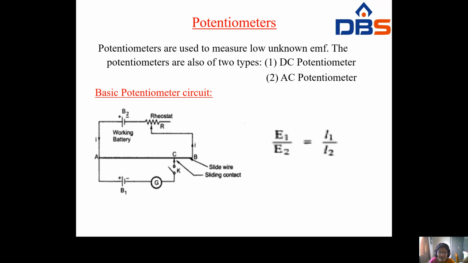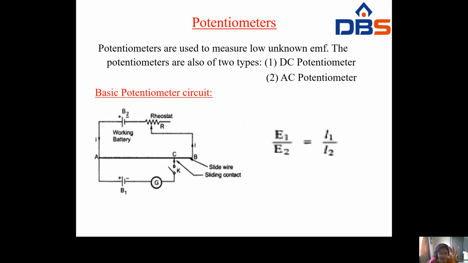When you give the supply and close the switch, the galvanometer shows a deflection. As the sliding contact moves, whenever the galvanometer shows null deflection, at that time the length gives the unknown EMF E1.